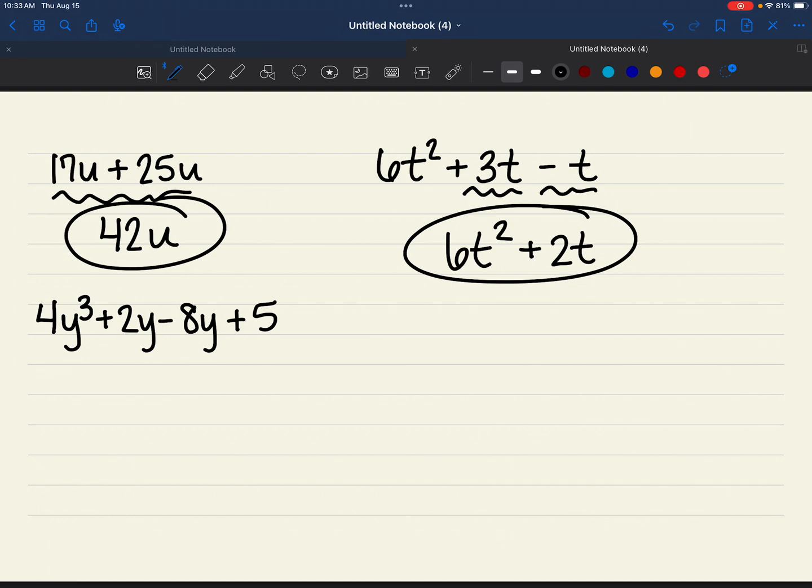All right, JC, did you want this one? Oh, sure. Okay. Identify for me first, what are my like terms? 2y and 8y. Okay. So if I'm not using 4y cubed, I just bring that down. What is 2y minus 8y? Negative 6y. Good. And then what do I do with the plus 5? Leave it. Just bring that down.